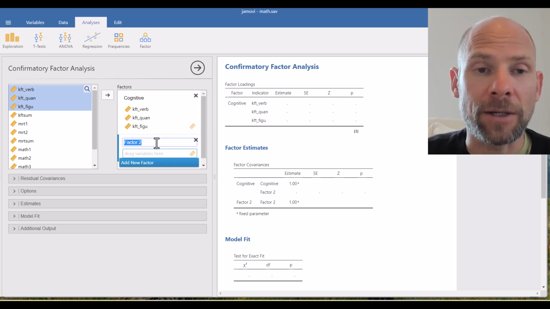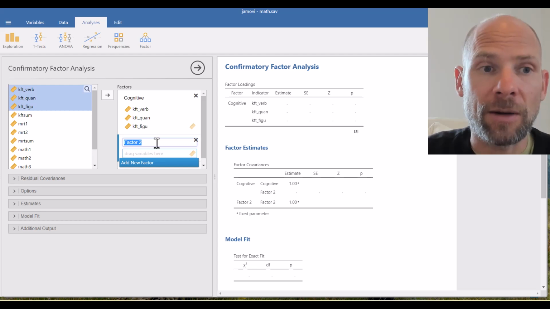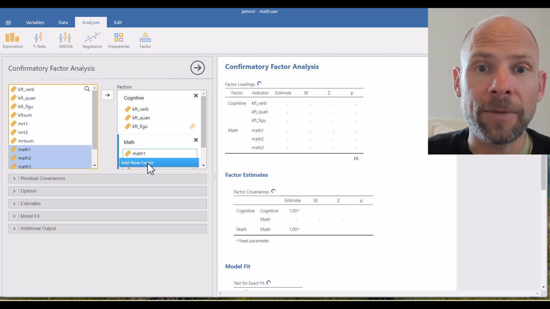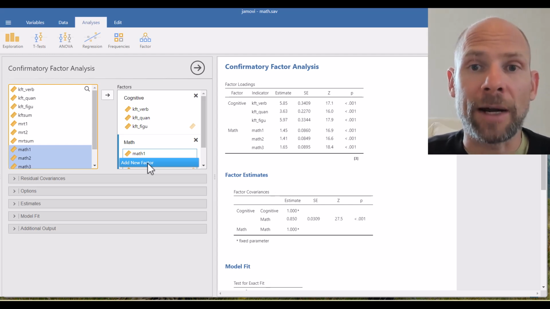This is then by default called factor 2. Now, my second factor here that I want to specify is going to be a math ability factor. So I'm going to call this factor math. And then I'm going to drag 3 variables from a math scale, so subtests from a math scale, over to the math factor. And you can see the output on the right hand side is then being adjusted. So now we have the 2 factors here.